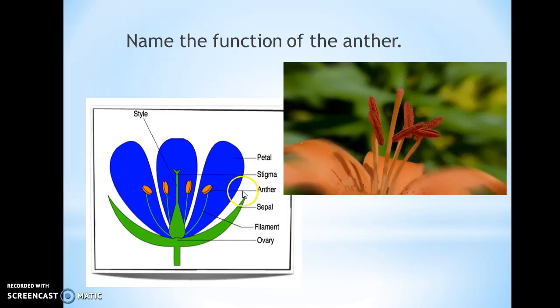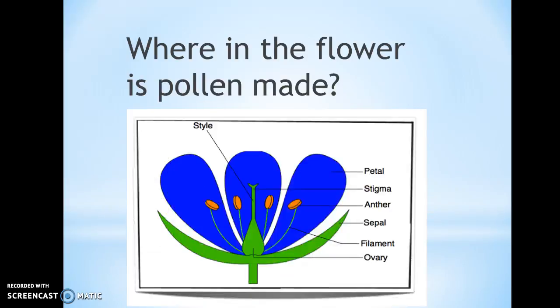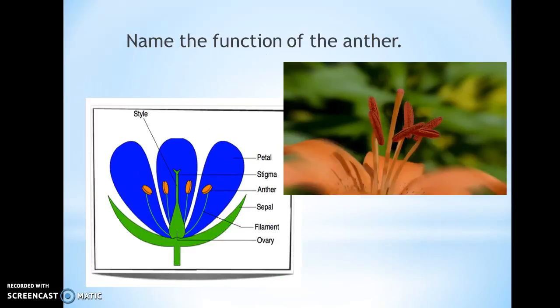Okay, now looking at the anther, you can see it is the top part. So again, this maroon part. And the anther is where pollen is produced. So it makes pollen. So now if I go back here, where in the flower is pollen made? It is made in the anther. Okay, so remember that pollen is essentially the sperm of the flower. Okay, it's male. It's a male part.